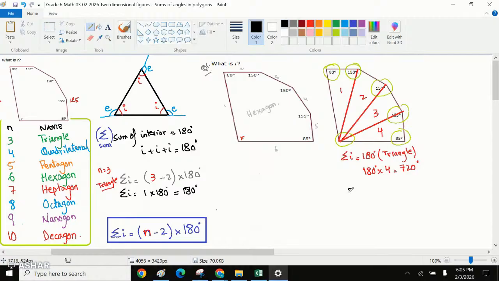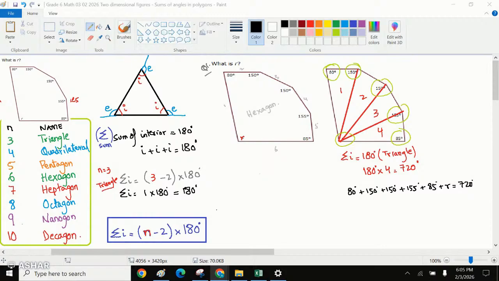So can we say 80 plus 150 plus 150 plus 155 plus 85 plus r should be equal to 720? Do we agree? Do we agree that the sum of all angles should be 720 because there are 4 triangles?